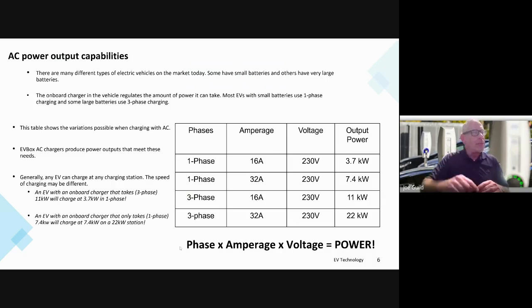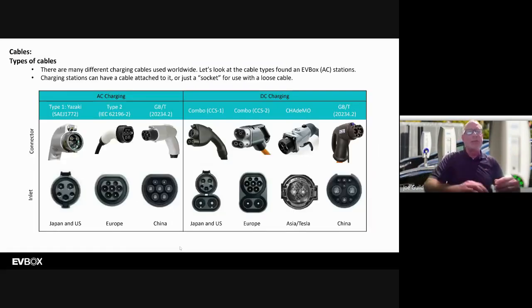But think about what I'm saying too. If I was charging a car with an onboard charger of 1-phase 16 amp with a 22 kilowatt station, I'm not going to charge faster than 3.7. So remember that restriction in the car is really what limits the charging speed. Again, this is a little off subject because this is about charging speeds. We'll talk a little bit about it later too.